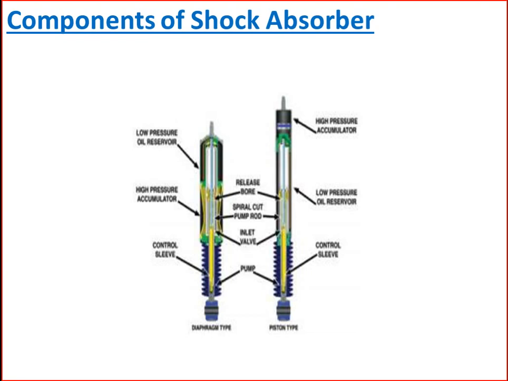Similarly, it contains nitrogen gas and a gas chamber, which is contained in a chamber within the compression chamber or cylinder. It prevents the oil from forming bubbles. Washers and plates: these are spacers that form an important part of the shock absorber.